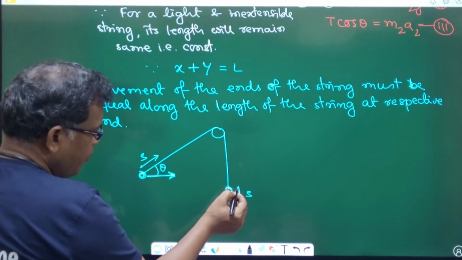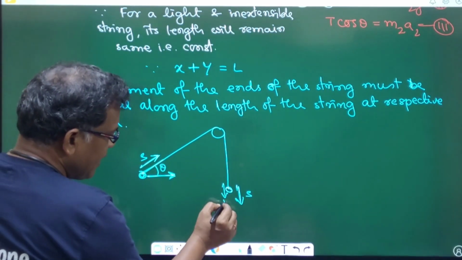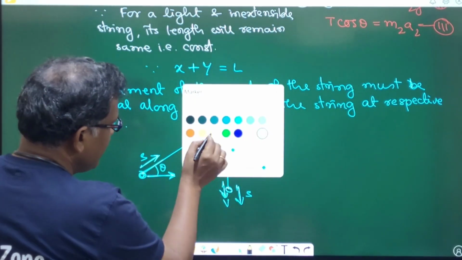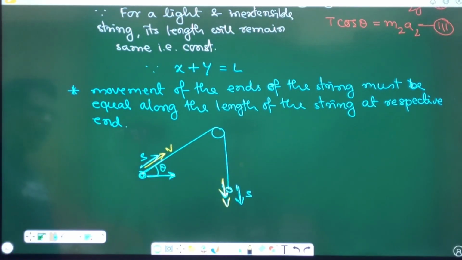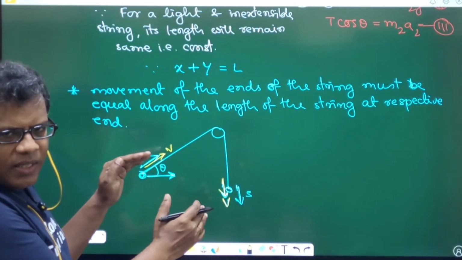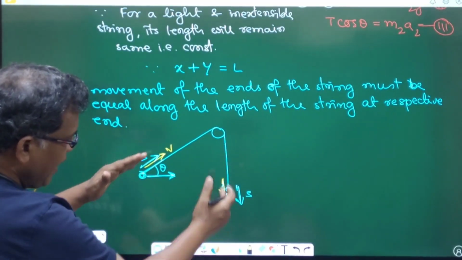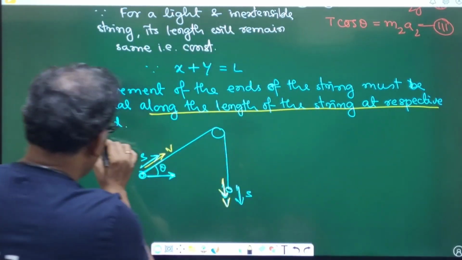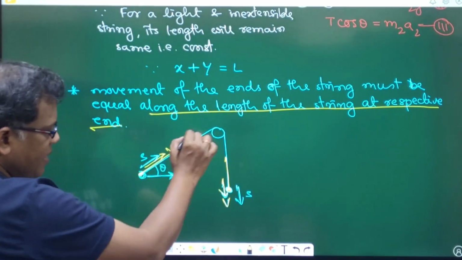So if the ends are moving by equal absolute distance at the respective ends, that means the velocities at the ends must again be the same at both ends. If this end moves with velocity v, this end will also move along the string with the same velocity v. Right, because differentiation of the displacement relation will give velocity, if the two ends are supposed to move equally along the position of the string at their respective ends. That's what I've written: along the length of the string at respective ends. At this end the string is this, so it will move along the string. At this end the string position is this, so it should move along the string.